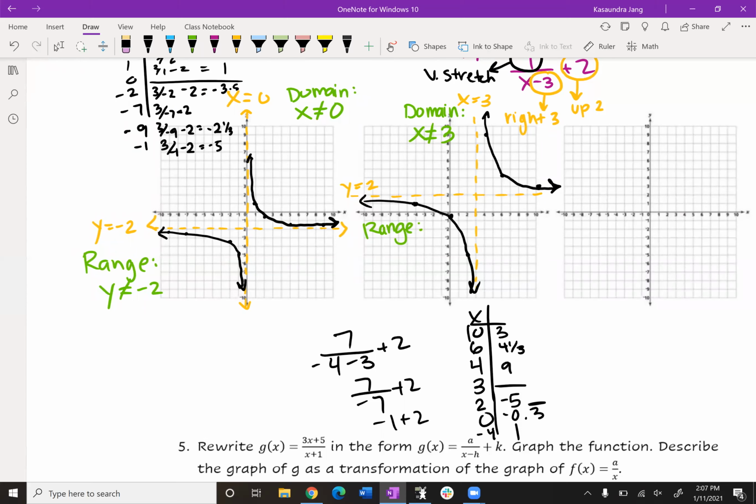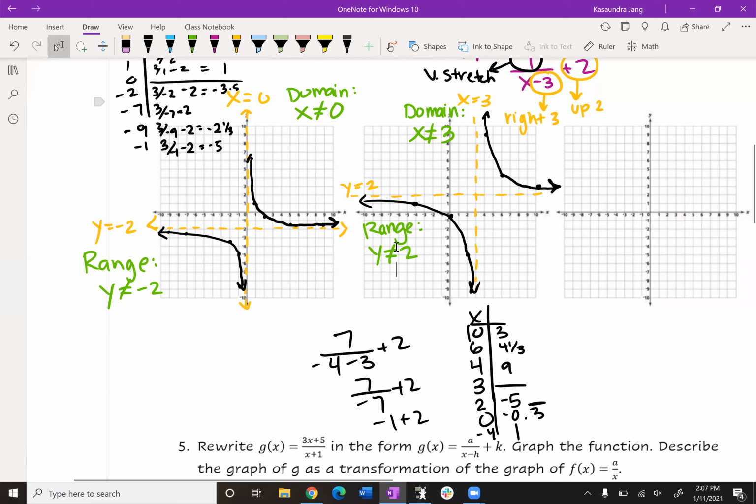Okay, y does not equal the +2, because my horizontal asymptote was y equals +2. So you did kind of the exact opposite. Y does not equal the +2. Nice, there's your range. Okay, looks good. Do you guys have any questions on this? No?